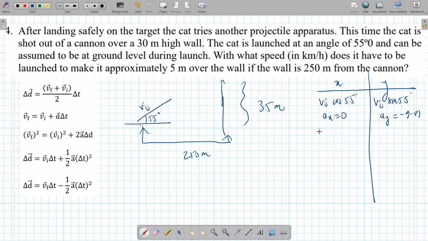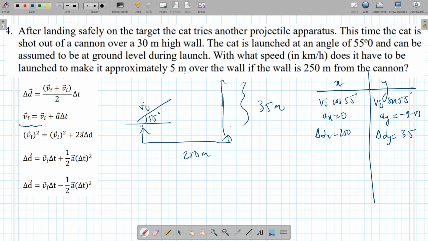We know that the change in distance in the x direction is 250, and the change in distance in the y direction is 35. How is it 35? Because 5 meters over the 30 meter wall. Do we know anything else? I don't think so. We should define initial velocity first, right? Oh yeah, we need to find vi. So we don't have the final velocity, and we don't have the time. So what can we use?